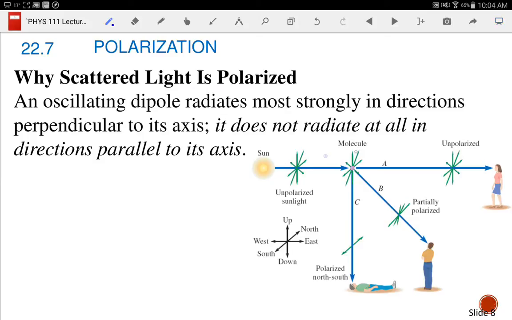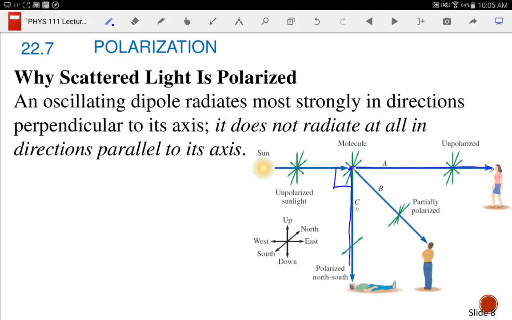occurs with sunlight coming to a molecule, and then the molecule will oscillate with whatever direction the electric field was. And then it will re-emit light, but the re-emitted light has to be perpendicular to the direction that the electric field was oscillating. So if I have sunlight and it comes to this particle here, if the light goes forward, it can still be polarized in any direction. But if I'm at a 90-degree angle, it has to be completely polarized.